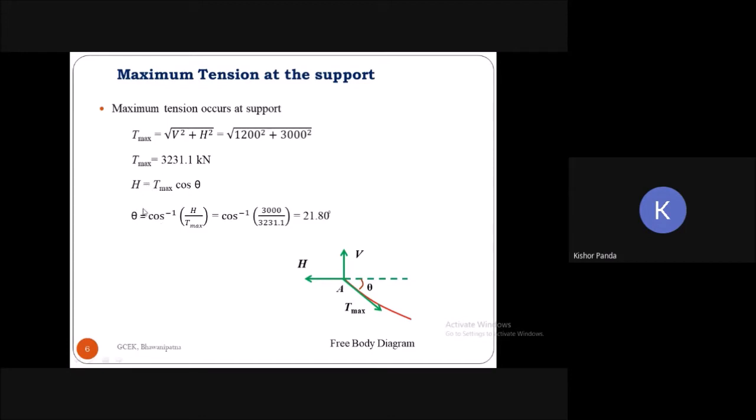Then find out what is the angle. Theta is equal to cos inverse H by Tmax. This is equal to cos inverse, you know H is equal to 3000 and Tmax is equal to 3231.1. Then after simplification, you will get the angle of the cable with the horizontal is 21.80 degree. This is the maximum tension in the cable and this is the angle of the cable with the horizontal.